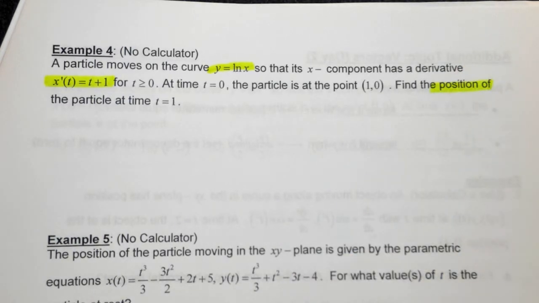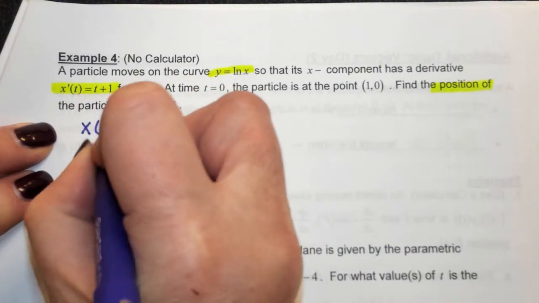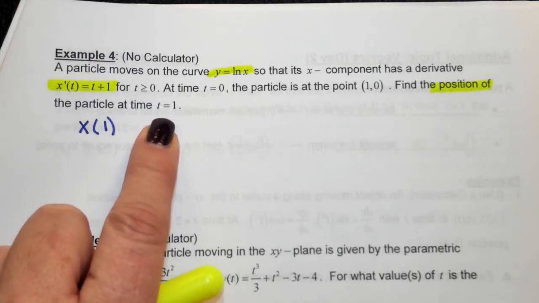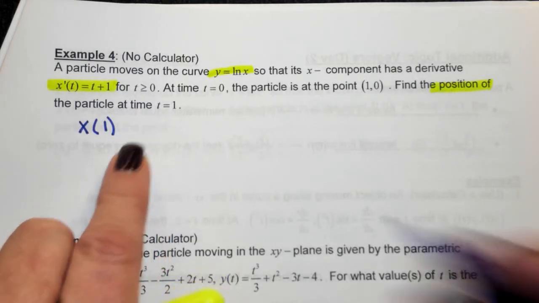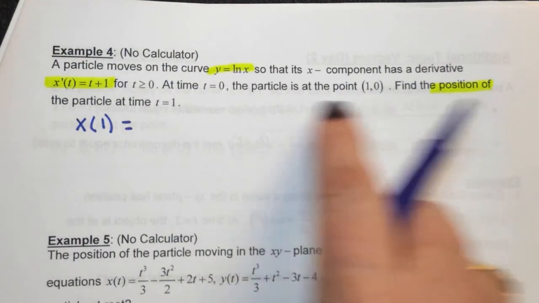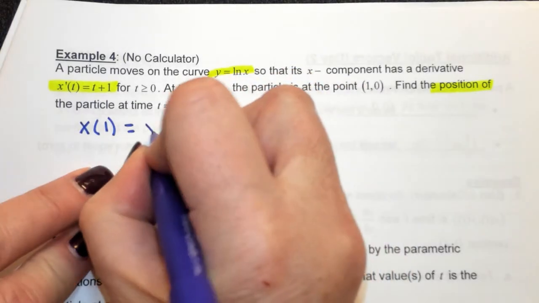So what do you think I'm going to have to do with x prime to go back to the position? I'm going to have to integrate. So I want to find my position, so I want to find x of 1, because I want to find the position at time t equal to 1. So x of 1 is going to be equal to, remember, I have to consider the initial condition. The initial condition is that time t is equal to 0. So that's going to be my x of 0.